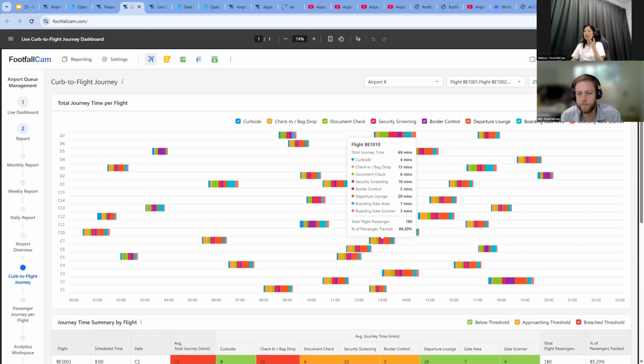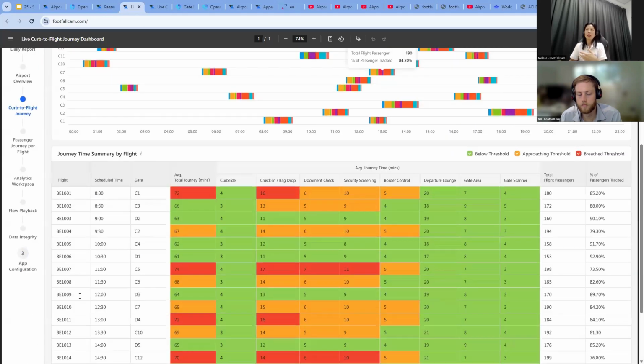All of this data is then aggregated to the flight level. So you can analyze, for instance, how flight BE 1007 typically behaves: when they arrive, where they dwell, what they shop, how early or late they board. Now, this enables you not only to monitor the experience and flow in real time, but also to optimize the commercial layouts and staffing per flight profile, improving both the passenger satisfaction and airport revenue as well.